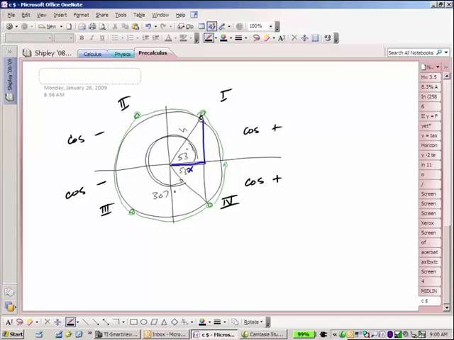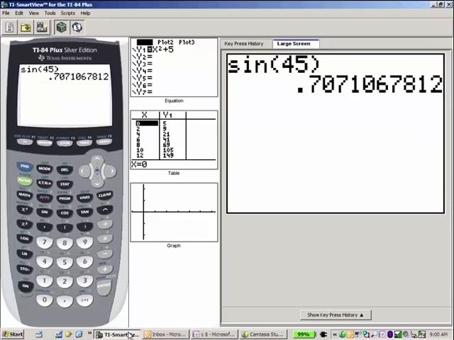Max? Okay. Let's actually go to our calculator for a second. Make sure you're in degree mode. Get back out of radian.